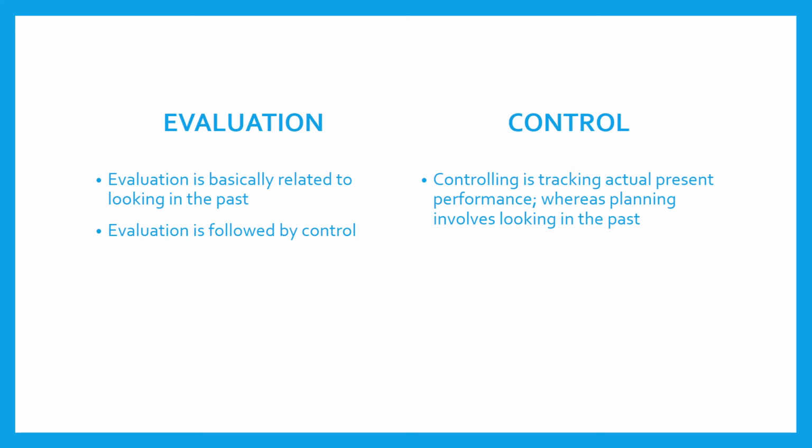Controlling is tracking actual present performance. Evaluation is tracking the past performance, whereas planning involves looking in the future. Sorry, it's wrongly written over here. Planning is looking into the future, controlling is looking in the present, and evaluation is looking in the past. One is a proactive approach and another one is a reactive approach.